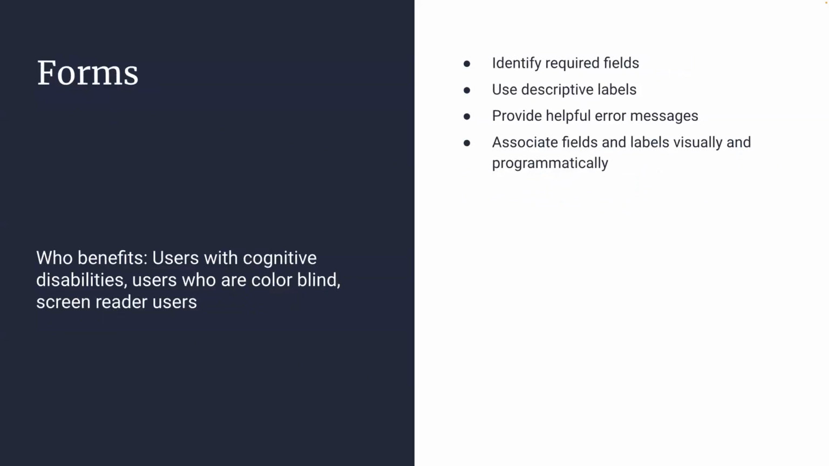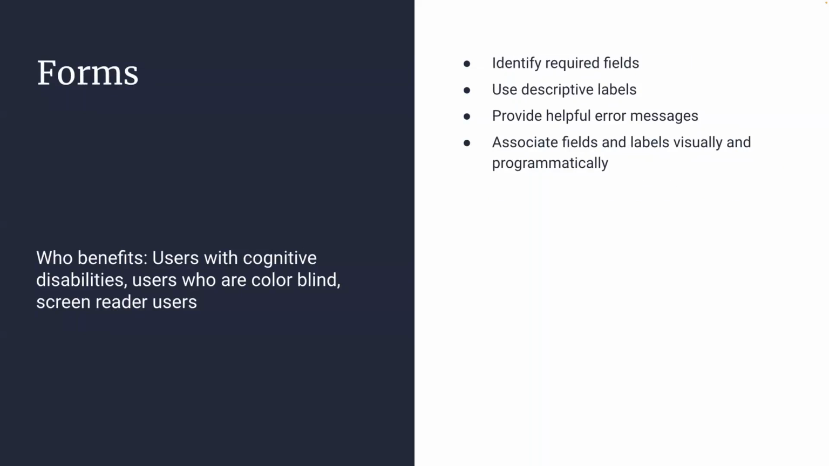Finally, let's talk about forms. Identify required form fields, both in the text and in the code. This will help identify required information to a screen reader user and help with form validation. All form fields need to be labeled. These labels should be visible and remain visible at all times.